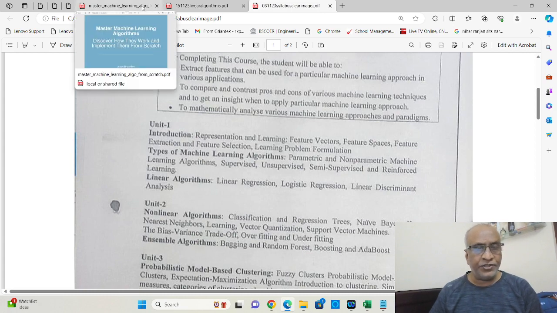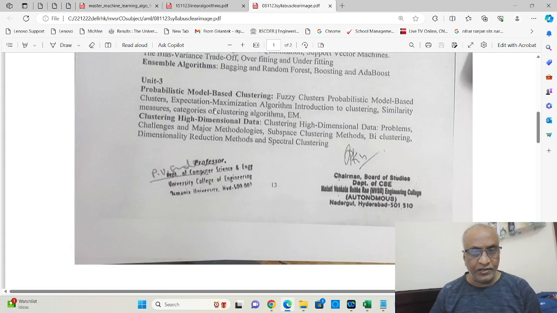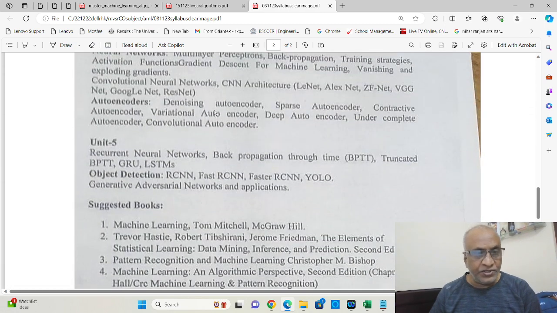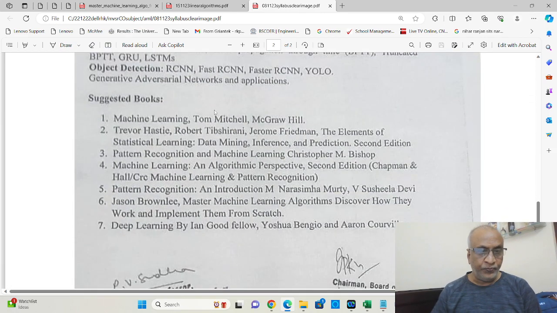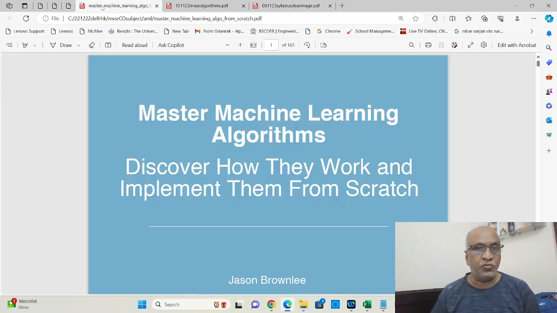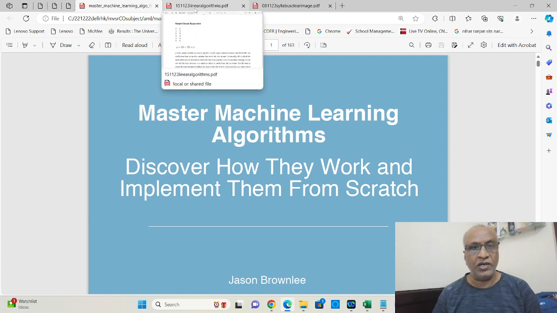and for this we are referring to the prescribed syllabus textbook by Jason Brownlee. The name of the textbook is Master Machine Learning Algorithms. This is the textbook from which today's contents and the recording are derived. The name of the textbook is Master Machine Learning Algorithms, and the author is Jason Brownlee. So let us continue our learning.